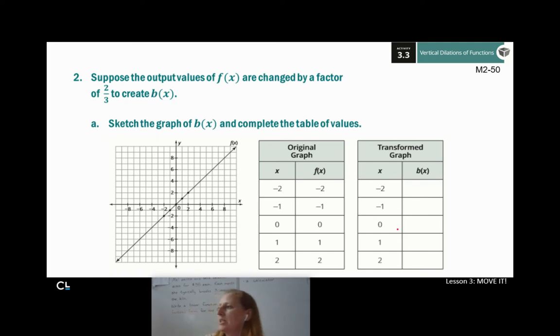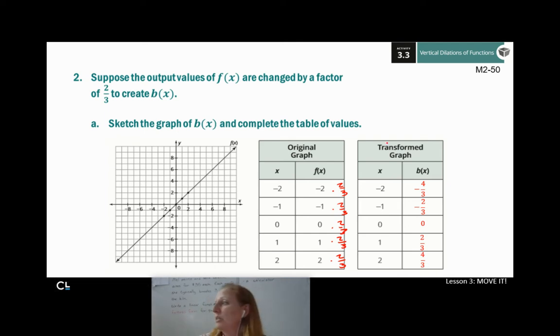So again, I'm just going to take each of these and multiply by 2/3, times 2/3, times 2/3, times 2/3, times 2/3. Sorry for the bad handwriting. When we do this, don't freak out if there's fractions. We just multiply the numerator and keep our denominator as 3. So -2 times 2 is -4/3. -1 times 2/3 is -2/3. 0 times anything is 0. Okay, thank you for being simple. 1 times 2/3 is, of course, just 2/3. And 2 times 2/3, 2 times 2 is 4, over 3.